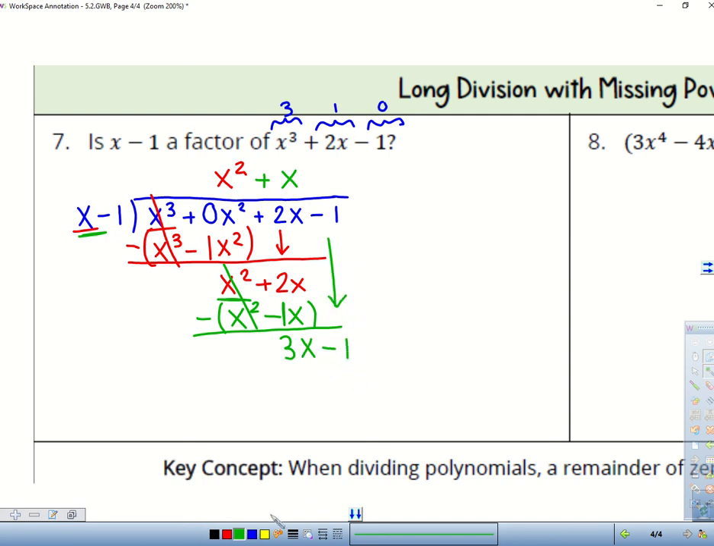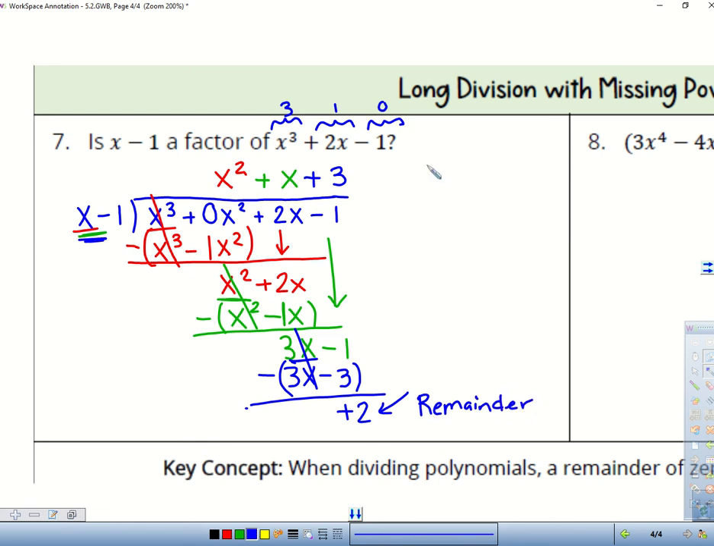Negative 1. What would I multiply x by to get to 3x? 3. Multiply the whole thing by 3. Subtract. Cancels? And then that would be 2. Very good. 2 is our what? Remainder. Did we get a remainder of 0? No. So what's the answer to the question? They're not factors. Remainder was not 0.